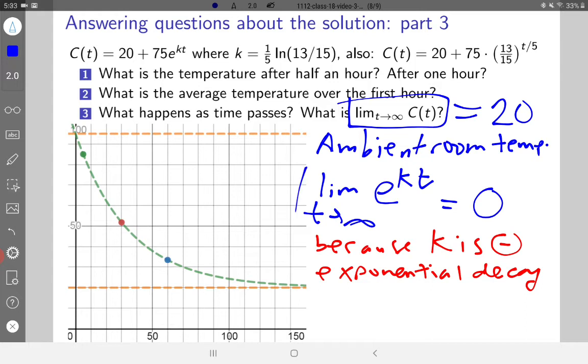When I say this limit here is 0, that means when I take a limit of the whole thing, this term is going to disappear away to 0, because it's 75 times 0, and I would just be left with the 20 itself.